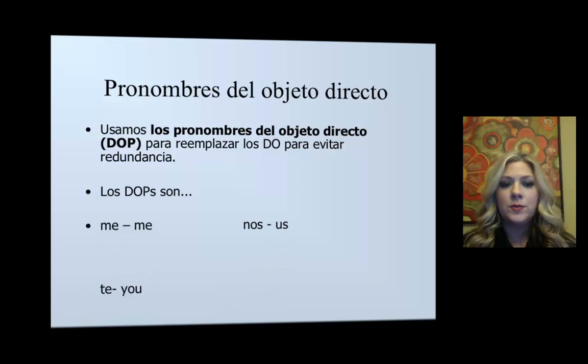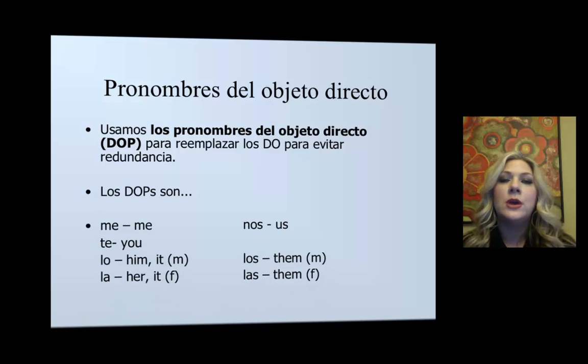You need to know what the DOPs are, the direct object pronouns. So if it says use the direct object pronoun, then you need to automatically have these words come to mind. Me, te, lo, la, nos, los, las. Be able to recite those just like I did. And then you also need to know what those mean. Me is me, te is you, lo is him or it masculine, la, her, or it feminine. Nos means us, and los and las mean them.